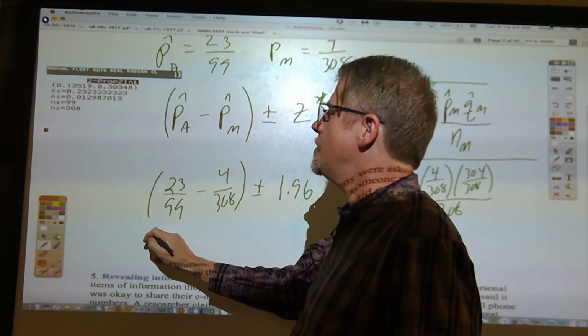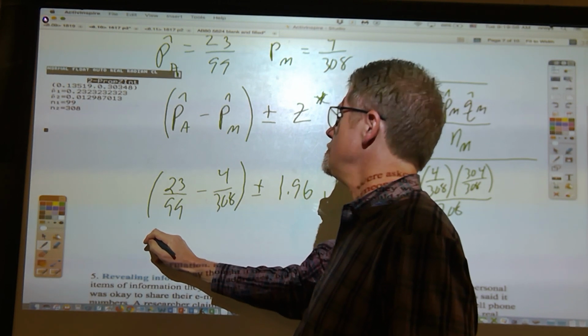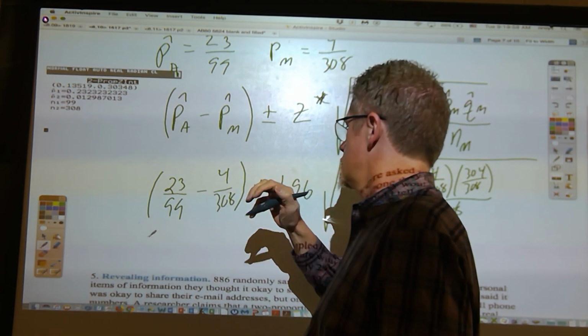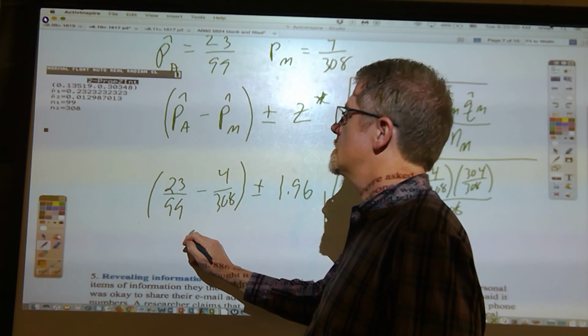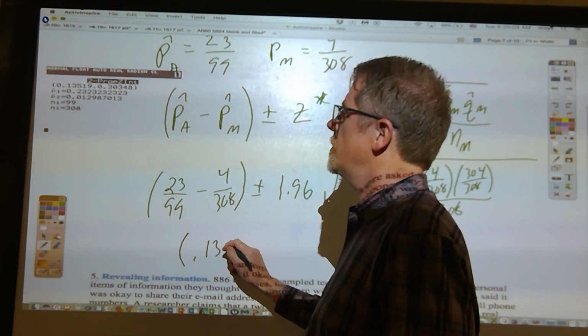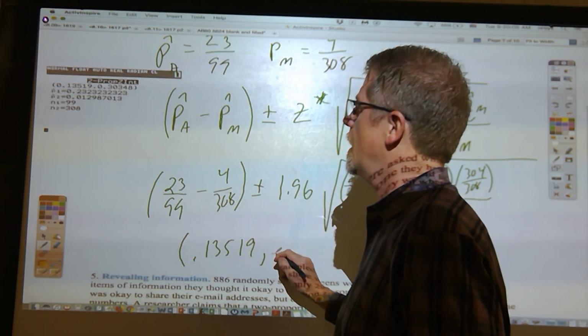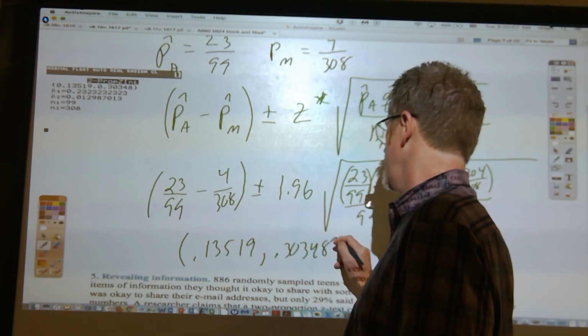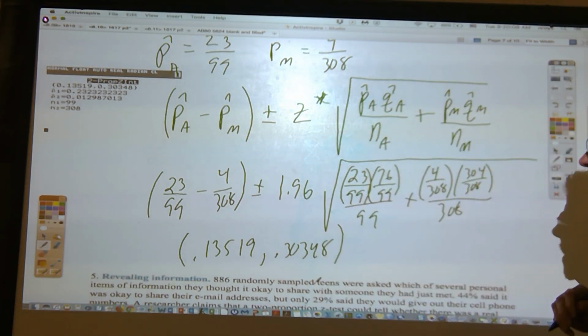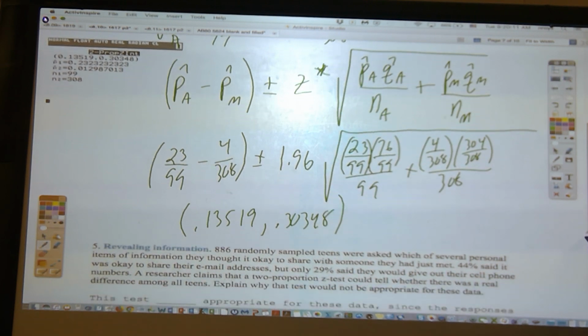So then what you do is you say, okay, friends, this is 0.13519, comma, 0.30348. There it is, that's the confidence interval. So that's how we're going to be doing this.